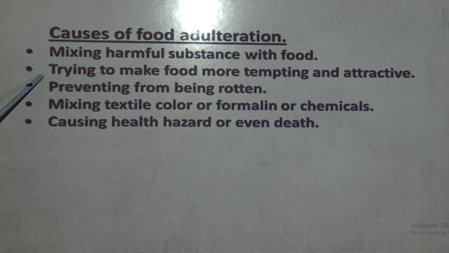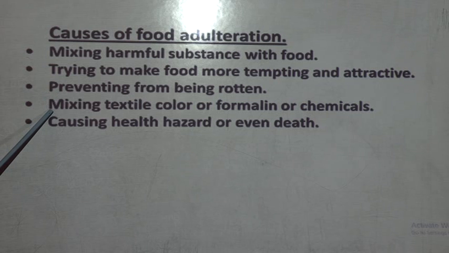Number two, trying to make food more tempting and attractive. Why do we mix different substances with the food items? To look more tempting, so food items become very attractive. Number three, preventing food from being rotten. We use pesticides and chemicals so that the food item does not become rotten.